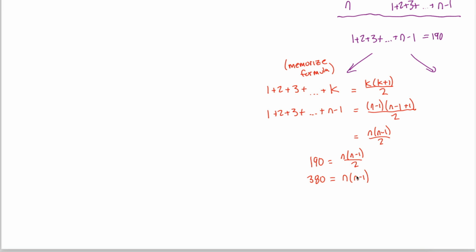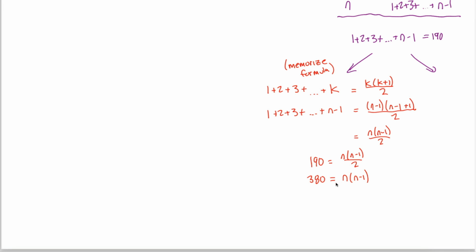But you can also just stare at this thing for a little while and be like, wait a minute, I got some number and I'm multiplying it by one less than that number, and the product is equal to 380. Well, let's see, 20 times 20 is 400. 20 times 19 would be 380. Looks like n is equal to 20.